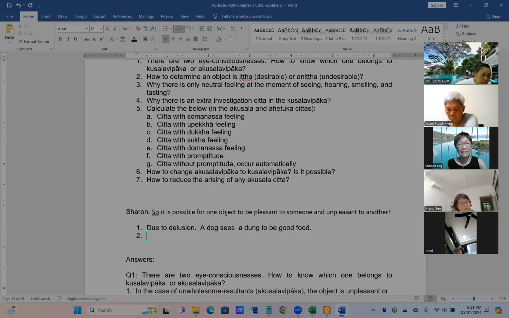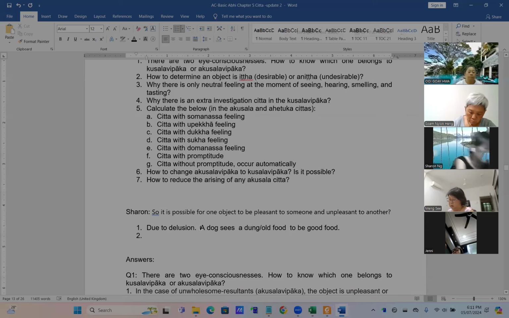Do you know that the dog is eating feces? It's true, because I see a lot of dogs here eating feces. Old food that you throw outside is not good to eat, but to the dog it is good food because of delusion. That's one answer. Most of the time what you see as pleasant might be unpleasant, and what is unpleasant might be pleasant. We call it delusion.